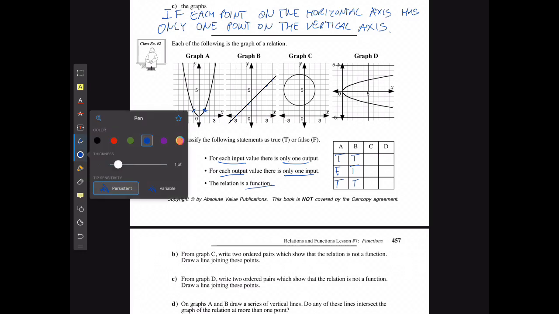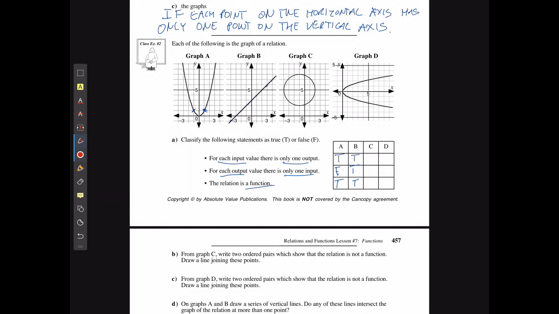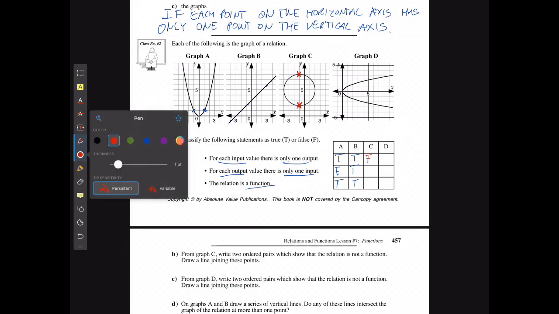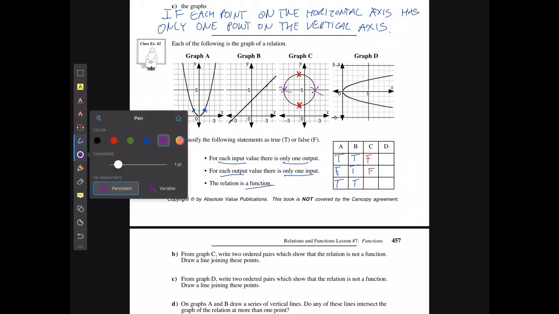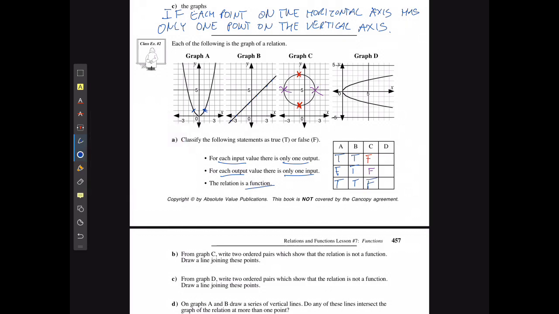For C, every x value only has one y value. Well, I can tell that's not true because those two points, if I have -1 for x, they stack on top of each other. This has to be false. Every y value only has one x value. Well, that's not true. Those are side by side. That is also false, which means that this one is not a function.